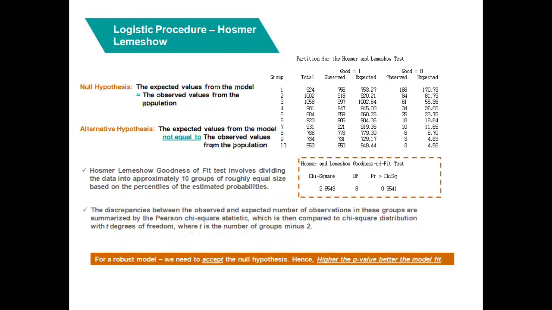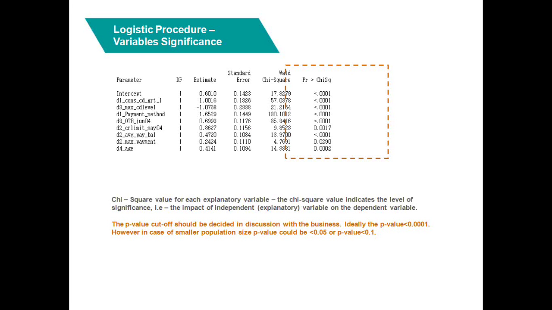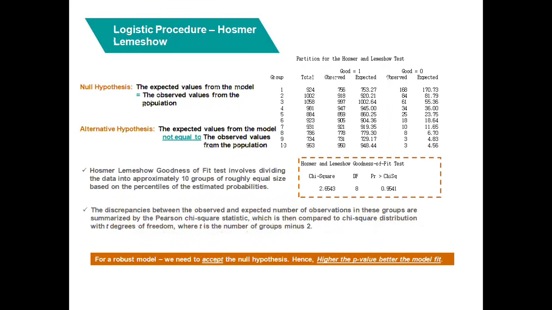After running the logistic regression, apart from this p-value significance check, we also get the Hosmer-Lemeshow test, which is a very valid test to define whether our model is a good fit or not. The null hypothesis is that expected values from the model are equal to the observed values from the population, and we test the alternative. If you see the rounded box, the chi-square for this test is 2.6543. So the higher the p-value, the better the model fit.